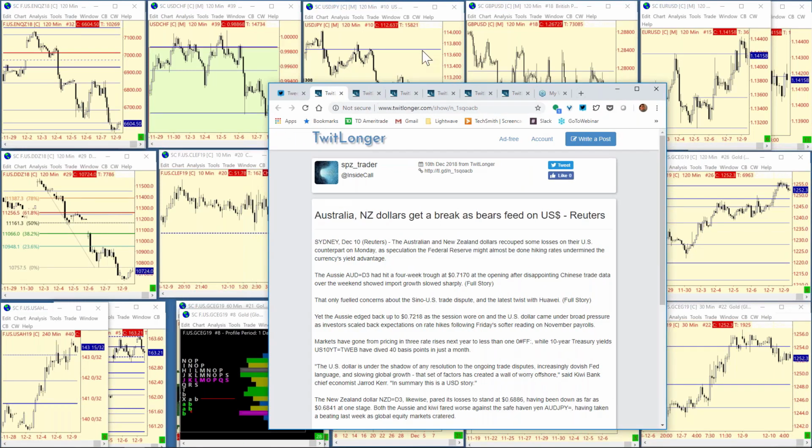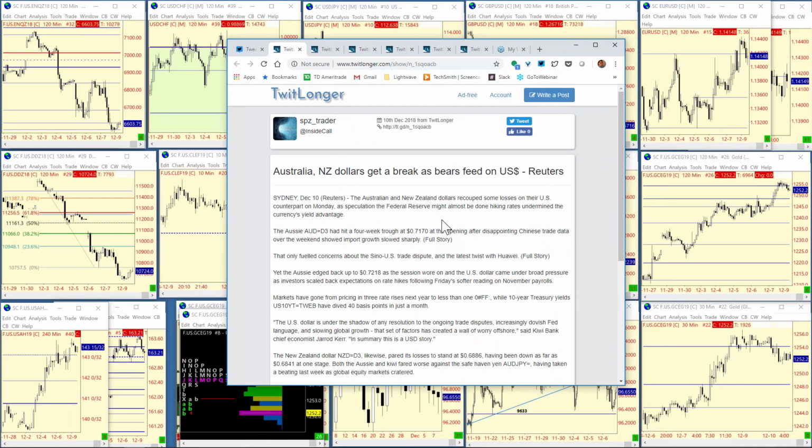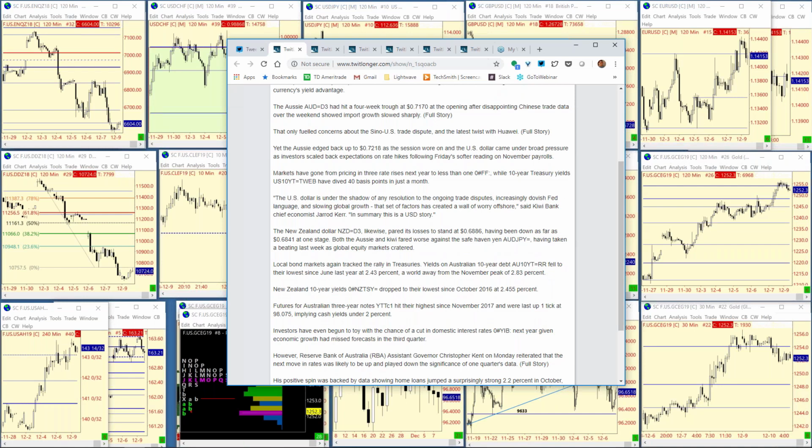So it says the Australian and New Zealand dollars get a break as bears feed on the dollar. And the Australian and New Zealand dollars recoup some losses on their U.S. counterpart on Monday as speculation the Federal Reserve might be done raising hikes undermined the currency's yield advantage. And that's what we've been talking about for well over a week, almost a week and a half or so. The whole reason with the whole U.S. story was because of these unbelievable yields, and it was basically leading other countries, where they're actually still doing their own QE or reducing their QE, but they certainly went on the same path as the Fed.